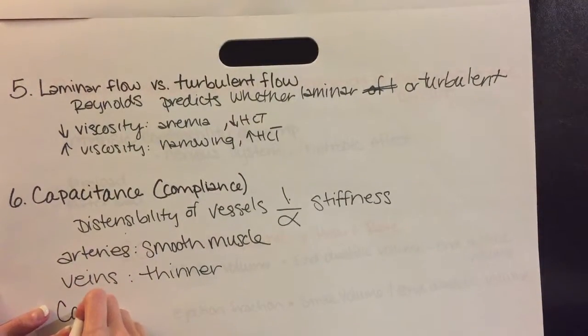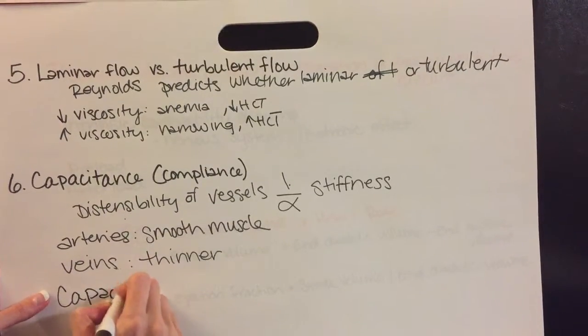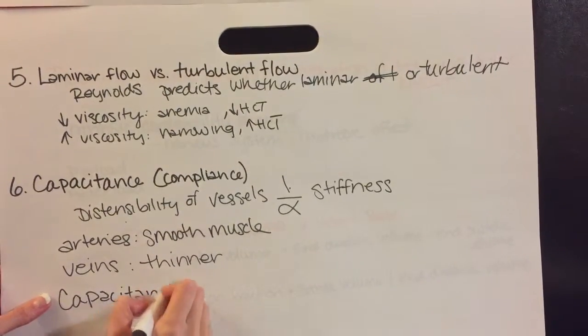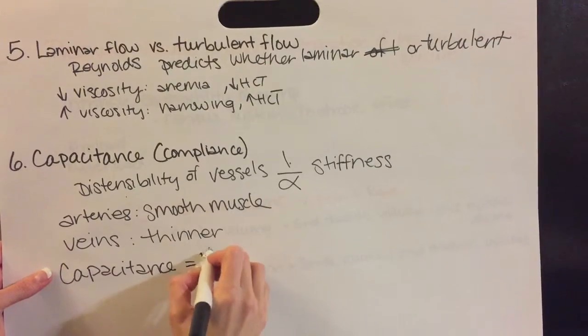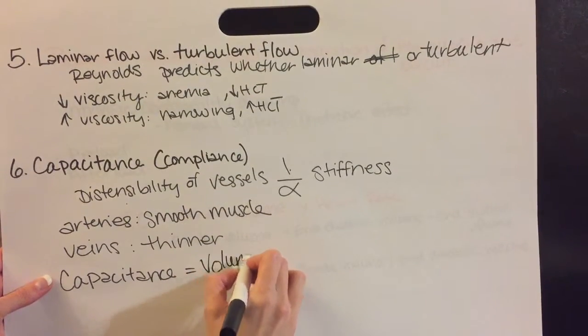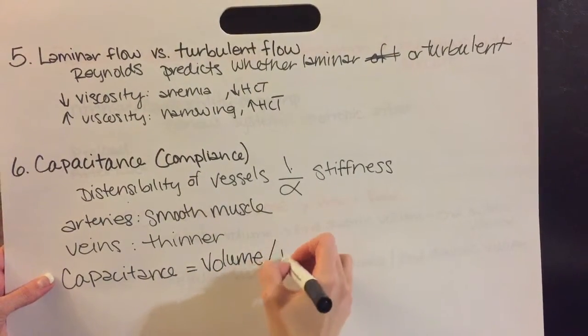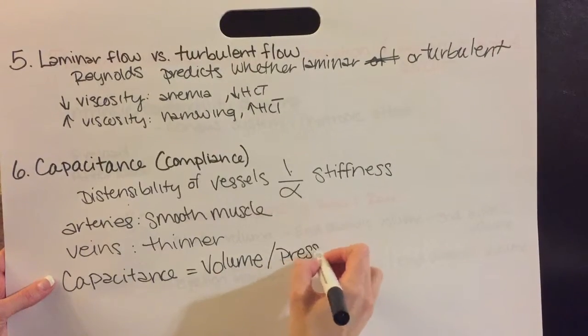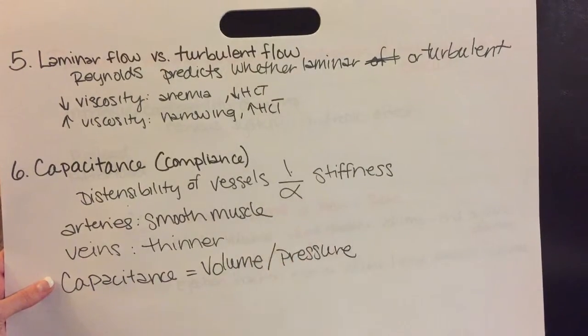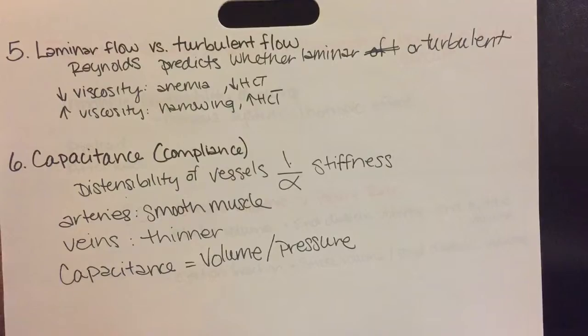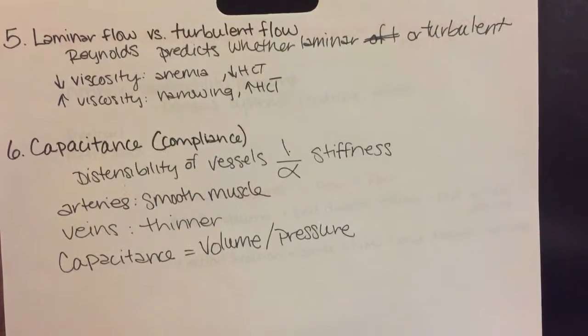By mathematical equation, capacitance equals volume divided by pressure. So our veins typically hold a large volume at a very low pressure.